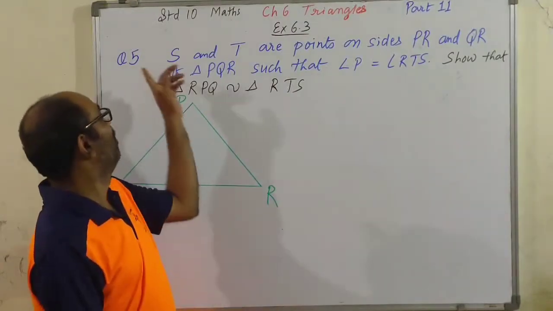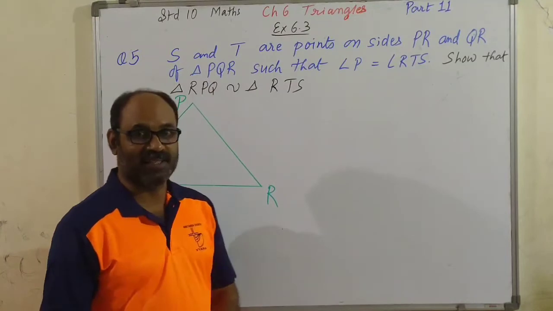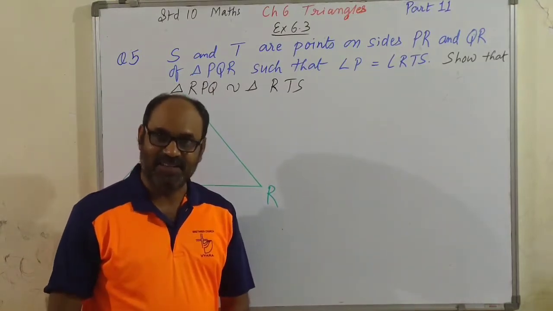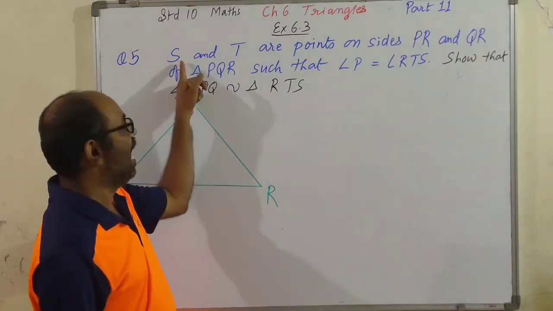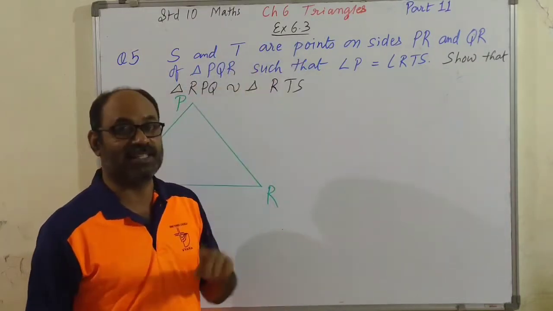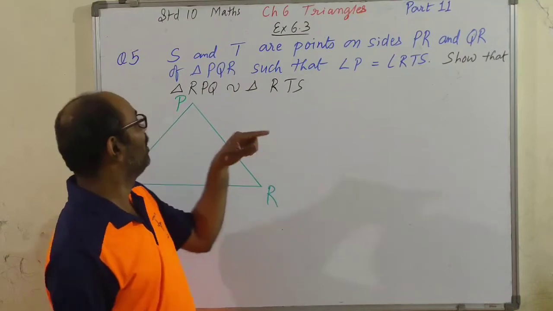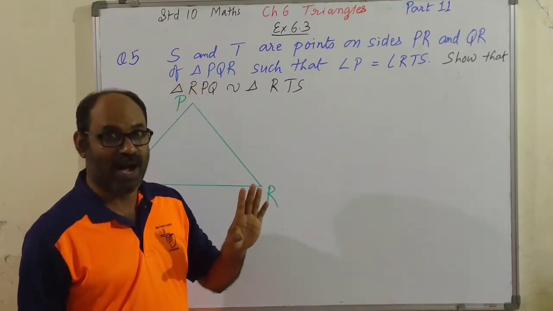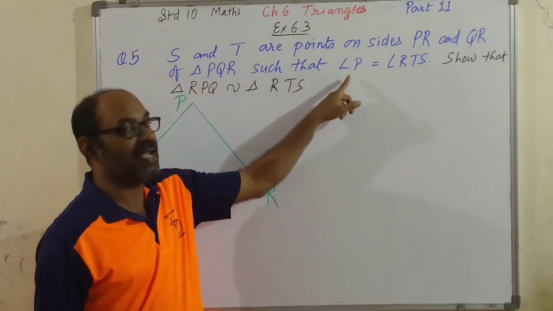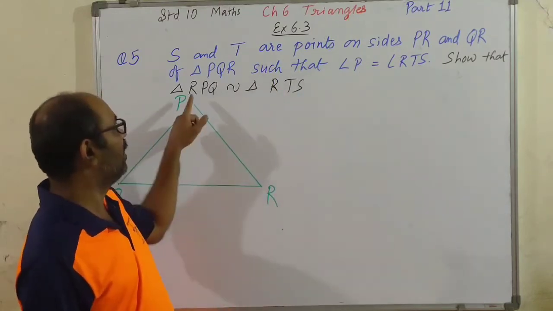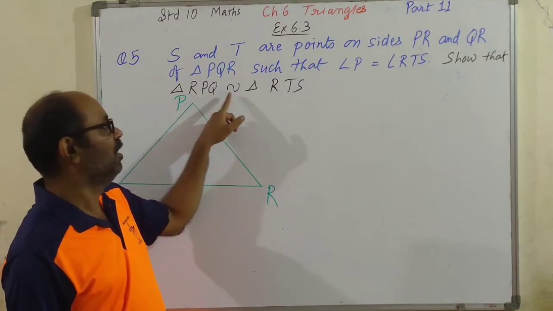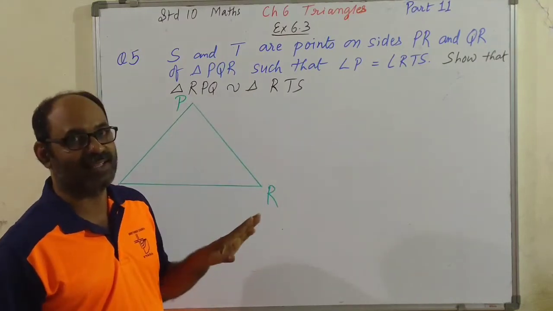So children, now we move on to the 5th question of exercise 6.3. Let's see the statement and find out what we have to show or prove. S and T are points on the sides PR and QR of triangle PQR such that angle P is equal to angle RTS. Show that triangle RPQ is similar to triangle RTS.